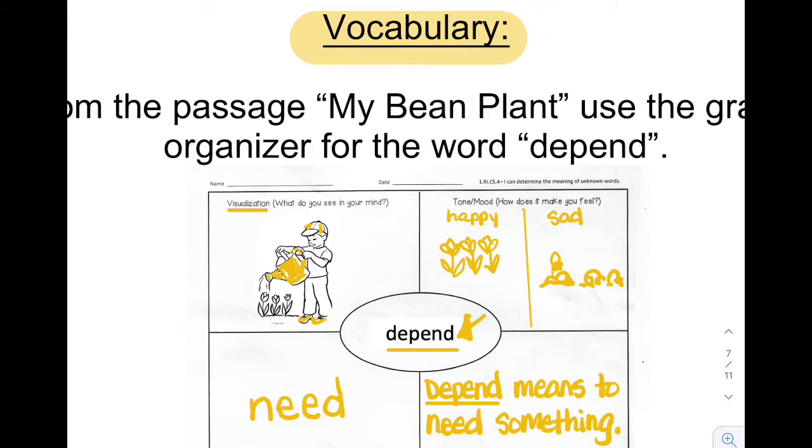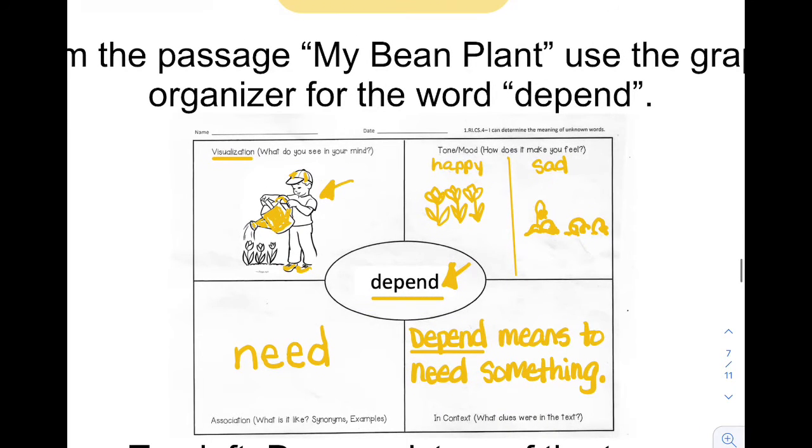For me today, I had this in my mind: a little boy watering the plants because those plants depend on him to live, especially when it hasn't rained very much outside. So that was what was in my mind today. But boys and girls, when you do this activity, do what is in your brain. We're all going to be a little different. Our graphic organizers are going to be different because we're all going to have different pictures.